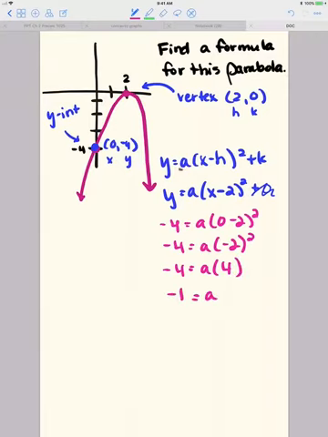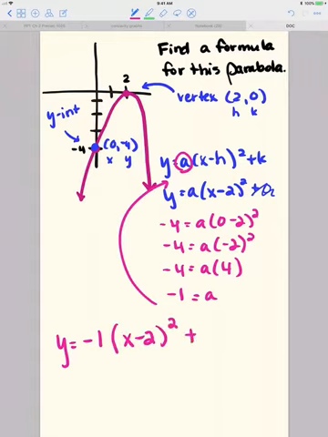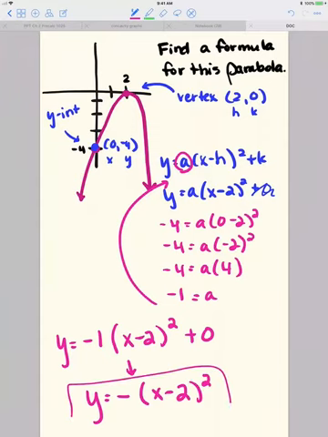So to plug that back in to our formula, I'll write the negative 1, but you don't really have to write the 1. X minus 2 squared, if you remember, it was plus 0. So really, that would clean up a little better to just be negative times x minus 2 squared, and that would be the final answer. You don't have to write the 1, but you do need the negative, and you don't have to write the plus 0 at the end.